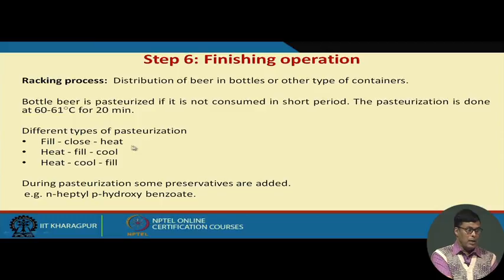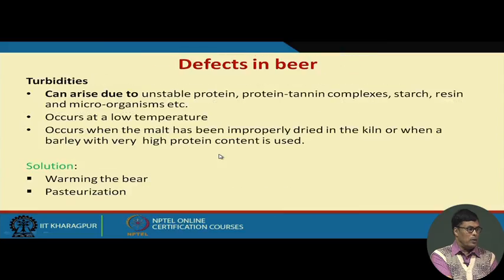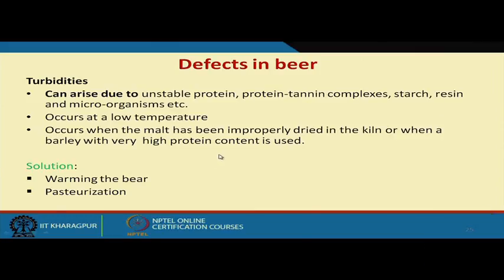But for a long time market, we do the pasteurization at 60 to 61 degrees centigrade for 20 minutes. And we have three types of pasteurization: fill, close, and heat; heat, fill, and close; heat, cool, and fill. So first you fill, then close, then heat. And first you heat, then fill, then cool. So there are three different modes of operation for pasteurization of the beer.